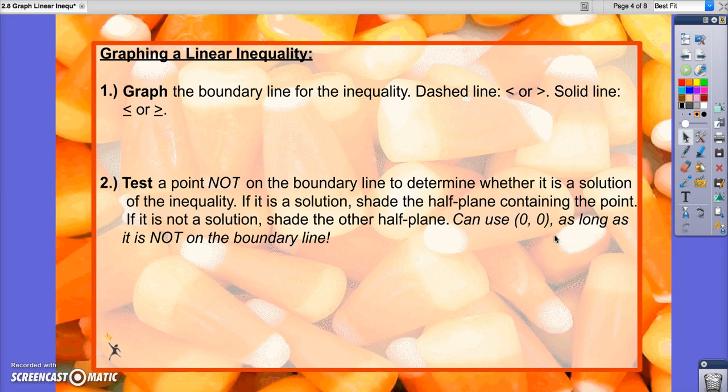I like to use the point (0, 0) because mathematically, for the most part, it's easier just to plug it in and solve because the numbers cancel out. But be careful because you can only use it if it's not on the boundary line. Sometimes it is, so it has to be a point separate from that.